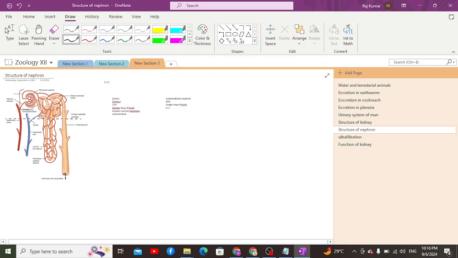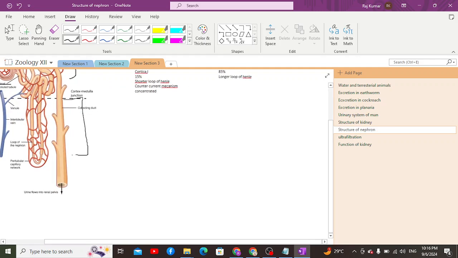So if we talk about this structure, this is what we call the renal corpuscle, after which we have got the PCT, the proximal convoluted tubule, after which we have got the loop of Henle, after which we have got the distal convoluted tubule, and finally the collecting duct. We're going to understand their function as well as their structure line by line.